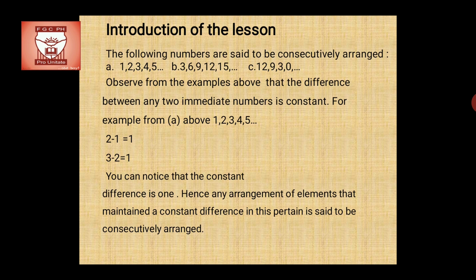Let's take, for example, A above. 1, 2, 3, 4, 5. 2 minus 1 is 1. 3 minus 2 is 1. You can notice that the constant difference is 1. Hence, any arrangement of elements that maintains a constant difference in this pattern is said to be consecutively arranged.